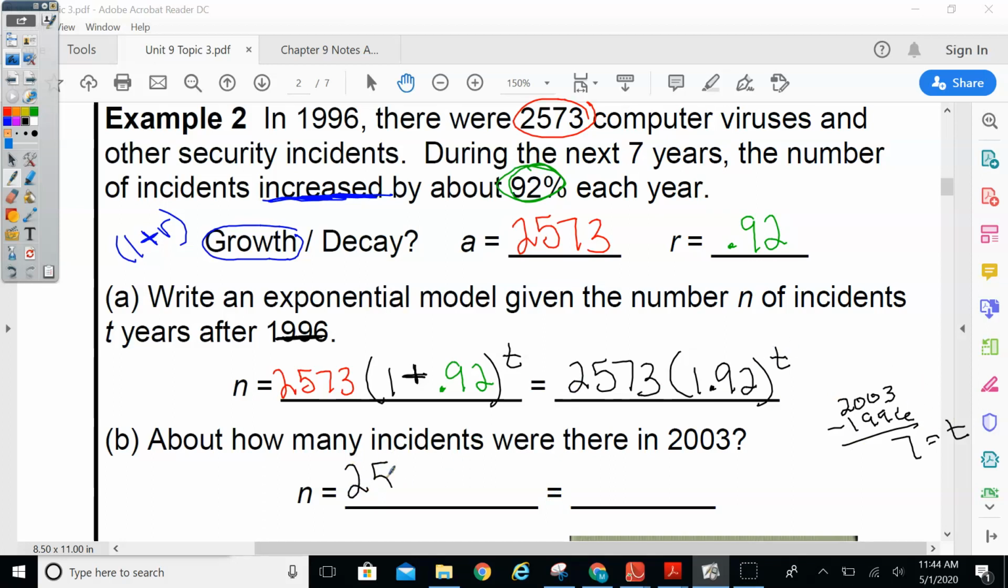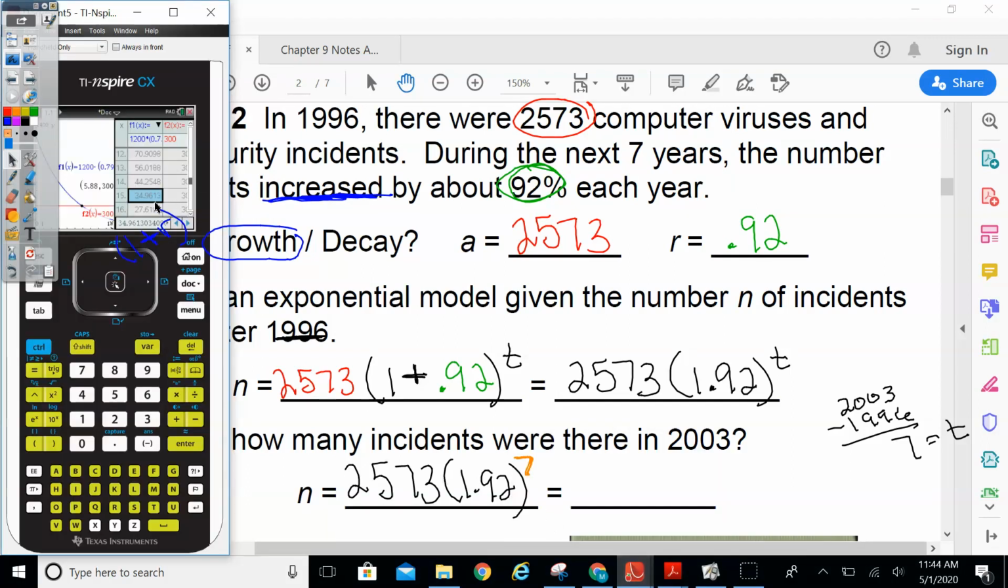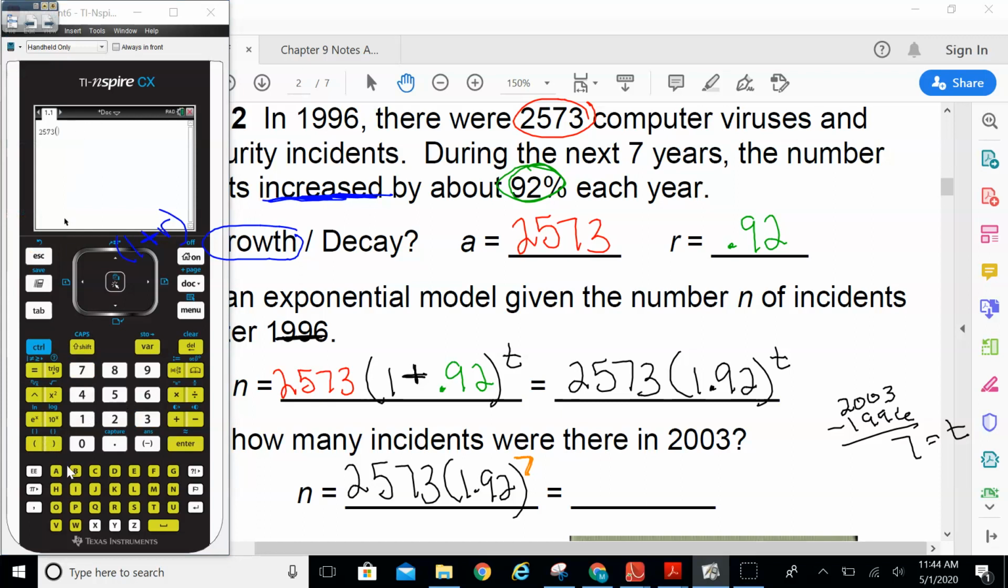So 2573 times 1.92 to the 7th power. So again, go grab your calculators and just start it all over again. So 2573 times 1.92 to the 7.